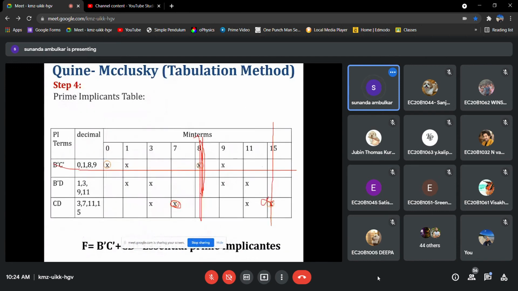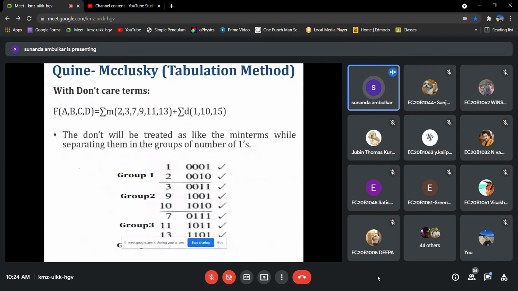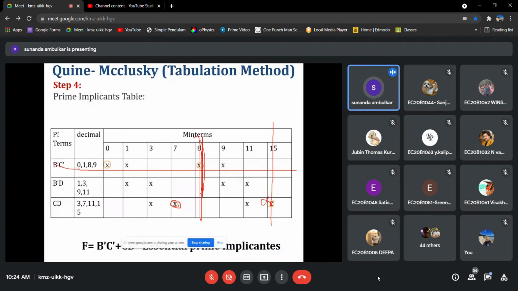There is one more thing. Actually, in the K-map method, the expression is given in terms of the min terms and also in terms of the don't care condition. So let me explain how we consider the don't care condition.